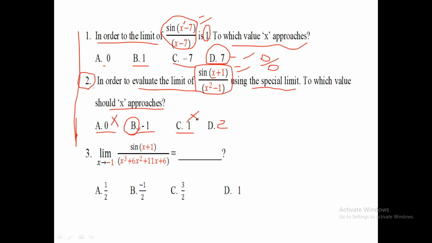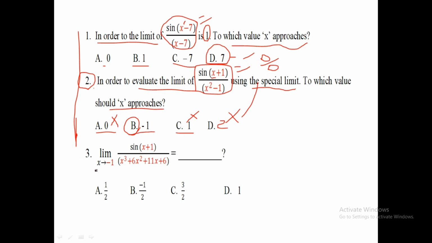Why can't we choose C? Because 1 plus 1 is 2, sine 2, which is not equivalent with 2. Or D, it is impossible. If you substitute, it does not satisfy 0 over 0. If you substitute 2, then sine 3 over 3, which is not equivalent to 0 over 0. So we can't select D. Then the correct answer is B. x should approach minus 1.